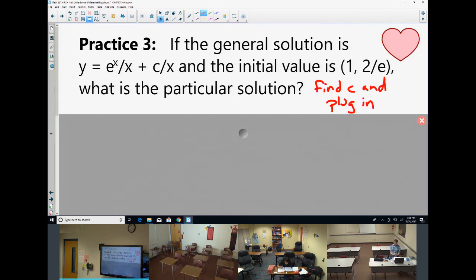Oh, wait a second. Actually, I'm giving you the answer here. This was the answer to practice 2. Okay? So, Weston, you might remember this. So you gave me that answer right there. Okay? So all I'm asking you to do is plug in this and find c. So plug in 1 for x and 2 over e for y, and see if you can figure out what c is.